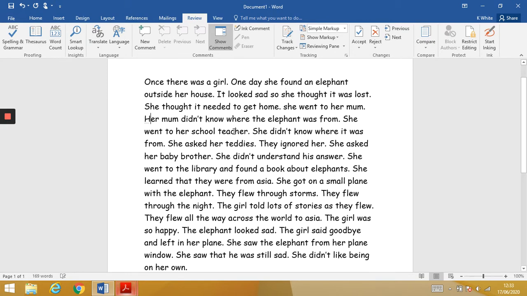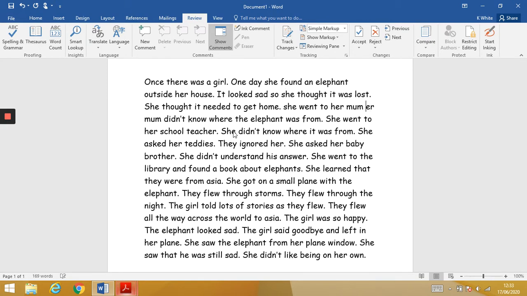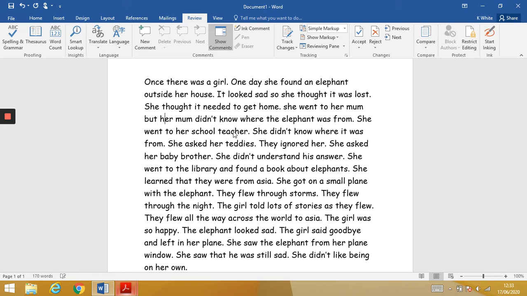Another chance here to use a compound sentence. She went to her mum, but her mum didn't know where the elephant was from. Now, just going to recap here. We need our capital letter. She went to her school teacher. She didn't know where it was from. So I can actually use a similar sentence structure here. But she didn't know where it was from. She asked her teddies. They ignored her.